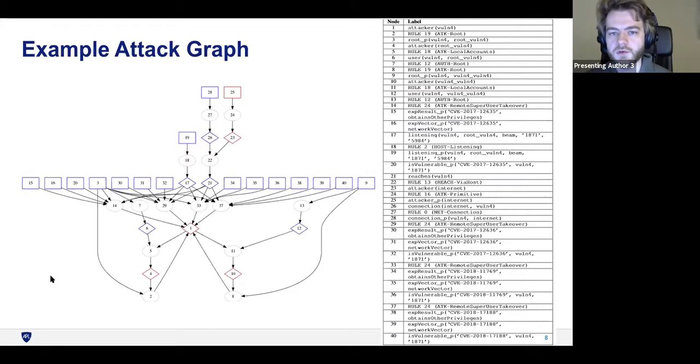Once all of those rules come together, you have the attack graph itself, and here's an example of that. This example was generated from an extremely small network with a very specific vulnerability on it, and it has 40 nodes already, so that gives you an idea of how the scaling works. And again, this is demonstrating a remote code execution vulnerability, I believe.